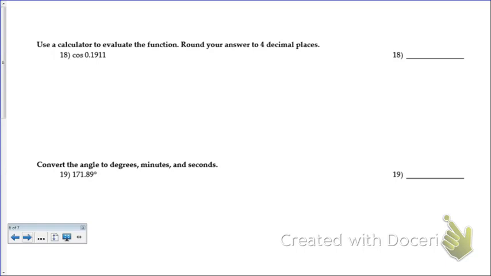18, use a calculator to evaluate the function and round your answer to 4 decimals. Now, you got to be careful because this is actually radians because there's no degree sign on this. So your calculator needs to be in radians when you do this. So when I find the cosine in radians, it's 0.9818.